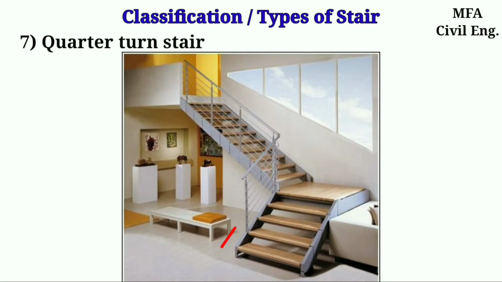Quarter turn stair consists of two flights in which the forward flight is turned 90 degrees to the backward flight from a level landing.